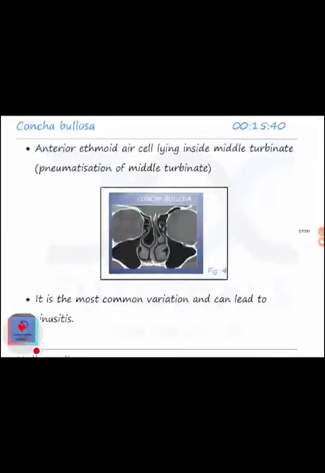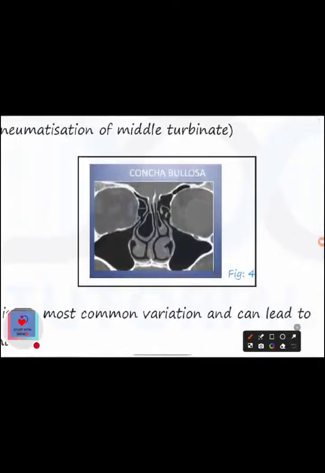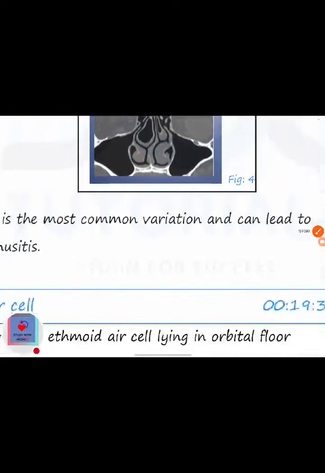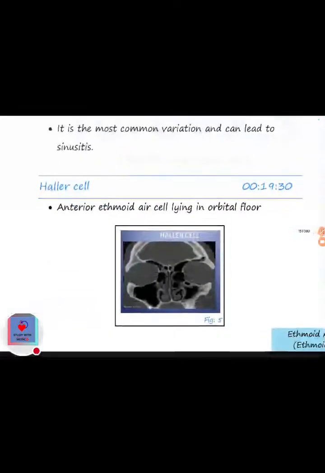It stays inside the middle turbinate, so it is pneumatization of the middle turbinate. This is the inferior turbinate, this is the middle turbinate, so here it is lying, and this is called concha bullosa. All sinuses like maxillary sinus and frontal sinus open into the middle meatus, but this ethmoid cell itself is in the middle turbinate. Concha bullosa is also big. Most common variation, can lead to sinusitis.